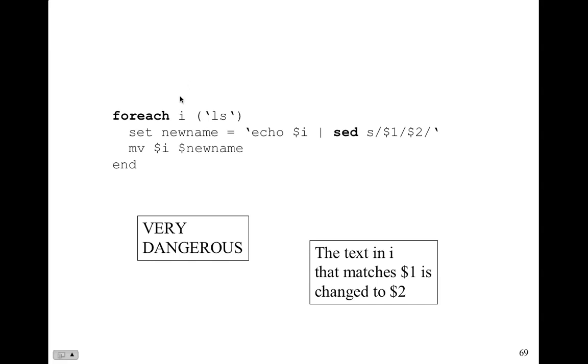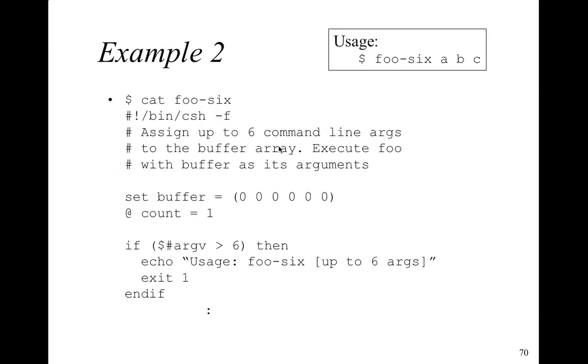Here's the syntax for it. For I, ls, run the ls command. Set the new name to equal to echo I. Basically, you're going to rename all these files in something. Kind of dangerous. The text in I that matches anything is changed from this to this. So this is kind of like a reformatting of something, or changing the name of something to everything. Kind of a dangerous thing to do, actually, this particular for each.